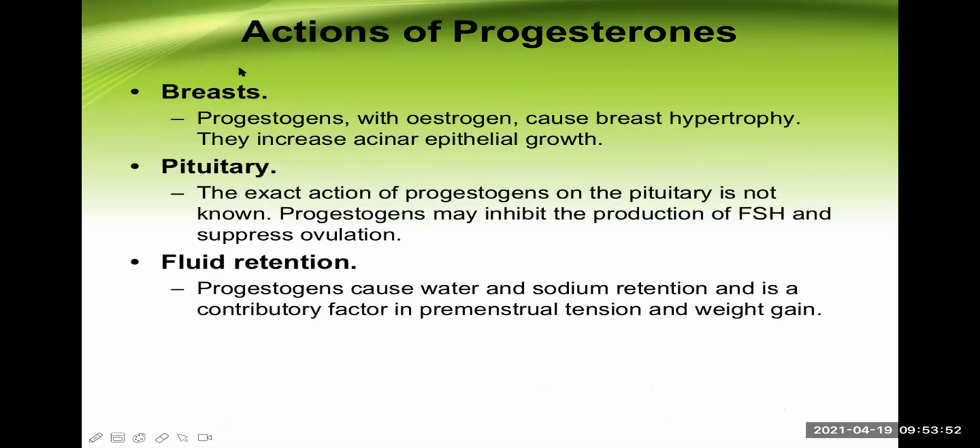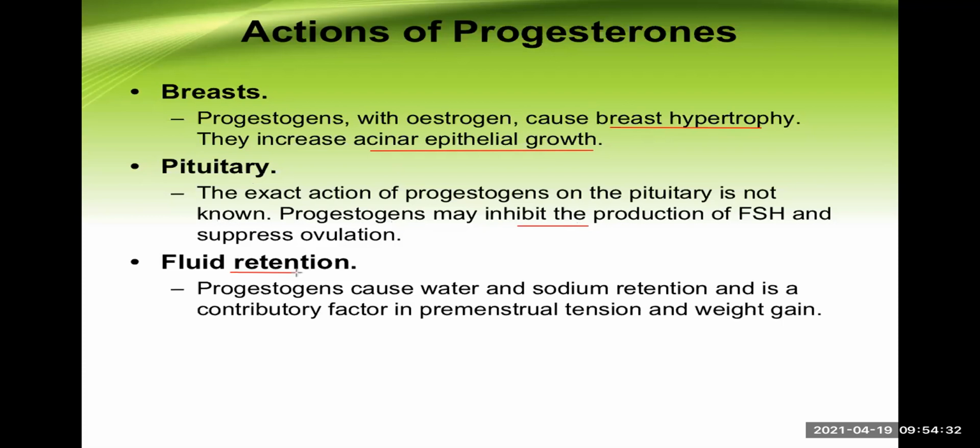Now, what is the action of progesterone on the breast? Progesterone, along with estrogen, causes hypertrophy of the breast. They also increase acinar epithelial growth. So they also cause overall breast enlargement. In the pituitary gland, the exact action of progesterone is not well known, but along with estrogen, we consider progesterone as also the inhibitory hormone. Okay, it is an inhibitory one, means it will also give negative feedback along with estrogen.